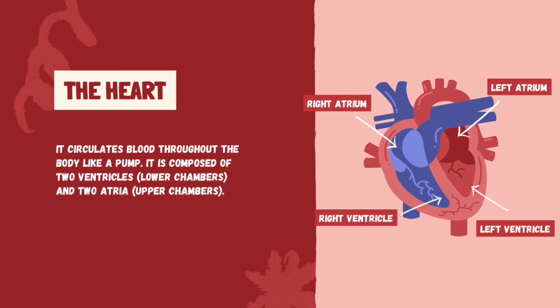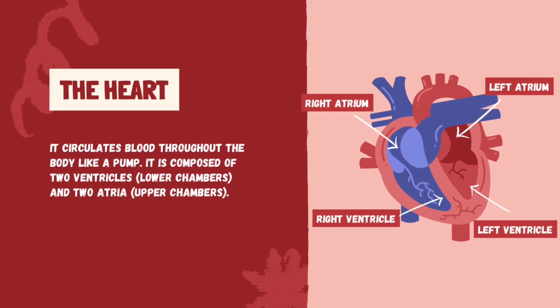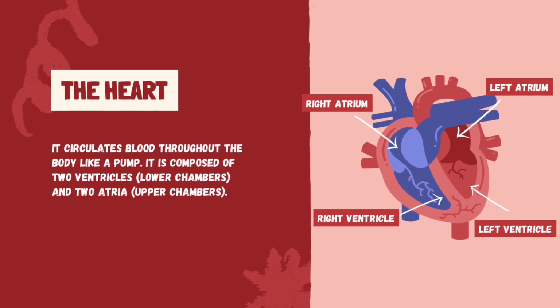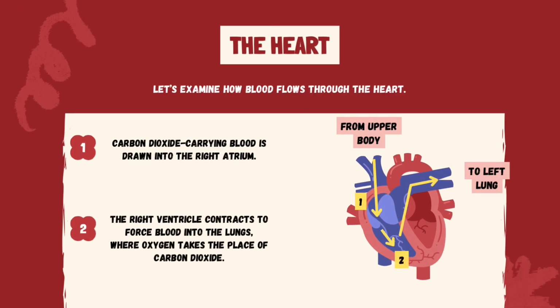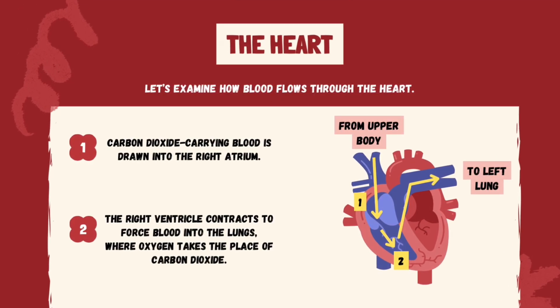The heart. It circulates blood throughout the body like a pump. It is composed of 2 ventricles, the lower chambers, and 2 atria, the upper chambers. Let's examine how blood flows through the heart.